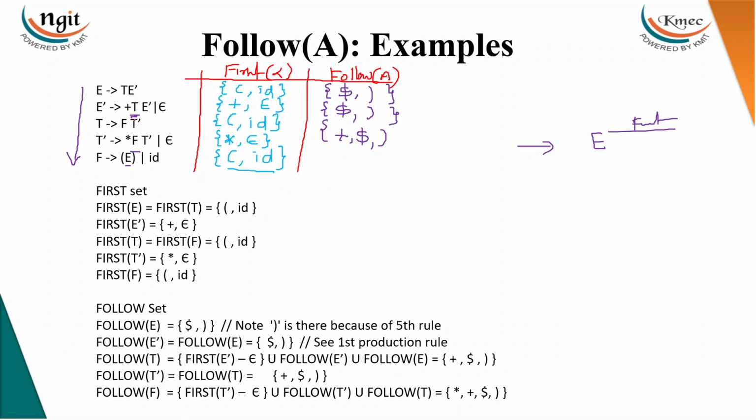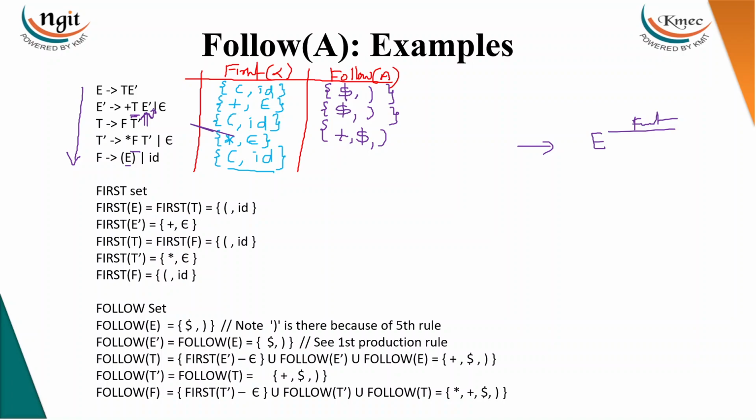Now, guys, listen once again. Follow of T. T is followed by what? E dash. You should not take the non-terminals, so take the first of E dash. What is the first of E dash? Plus, comma, epsilon. Take the plus. By mistake you are not supposed to take epsilon in the follow. In first it is somehow possible, but in follow you never have epsilon. Whenever you get epsilon in place of a non-terminal, go to the next symbol. Do you have any symbol in this production? No, because epsilon is different.